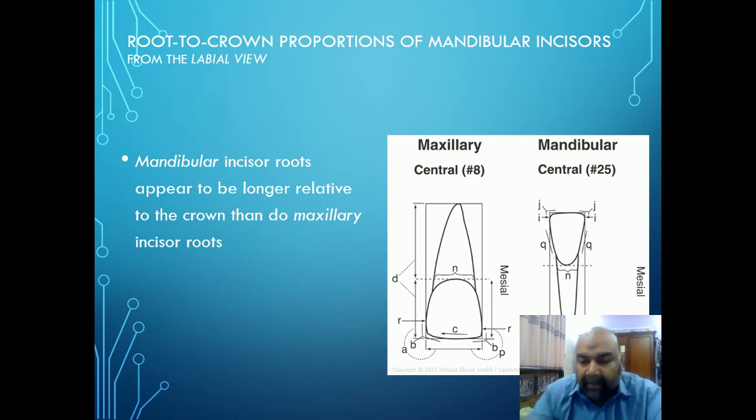Okay, so now we're comparing the roots. Another important thing that we need to discuss is root morphology, but the root canal morphology and configurations will have a separate online session or lecture. The mandibular incisor roots appear to be longer relative to their crowns, as compared to the maxillary teeth. So although the crowns are quite small, their roots seem to be larger as compared to the maxillary central.